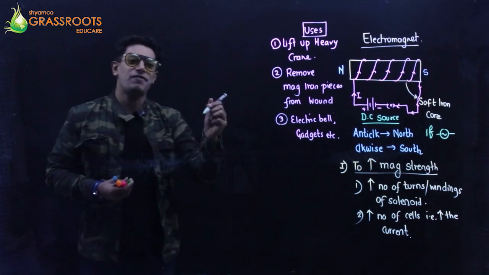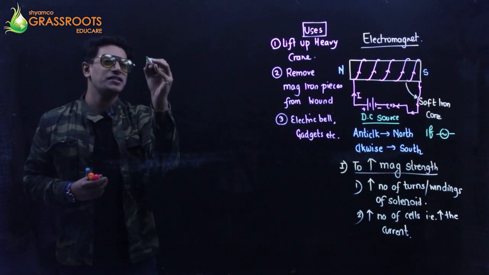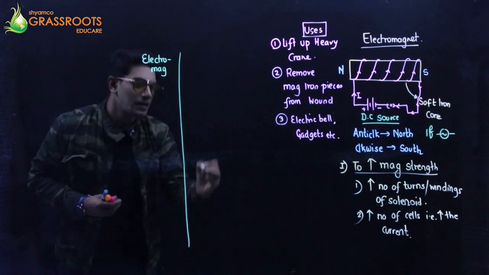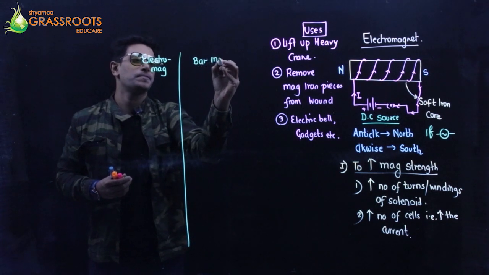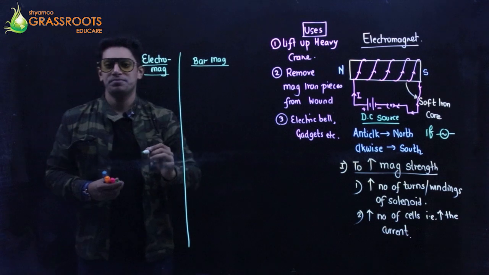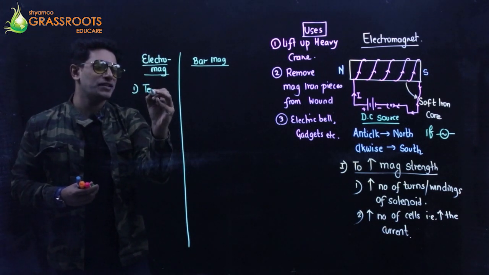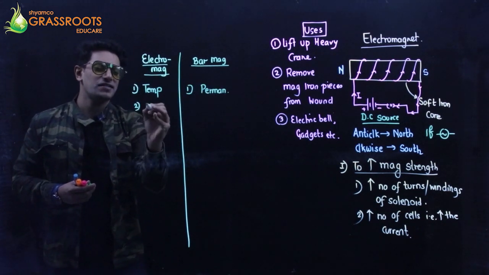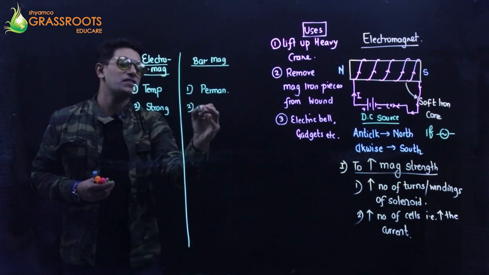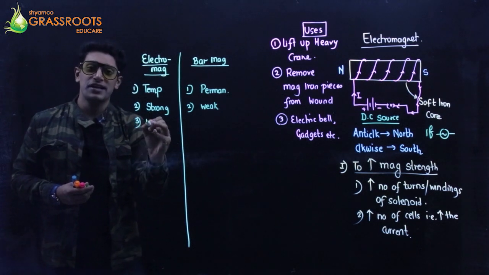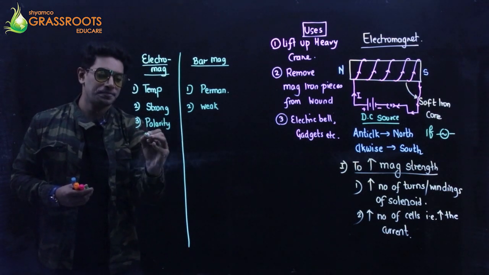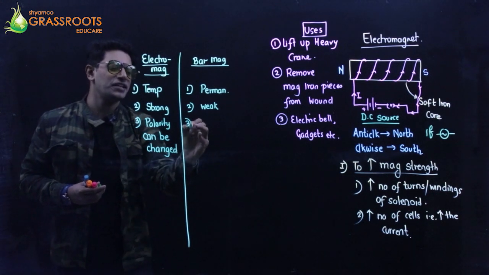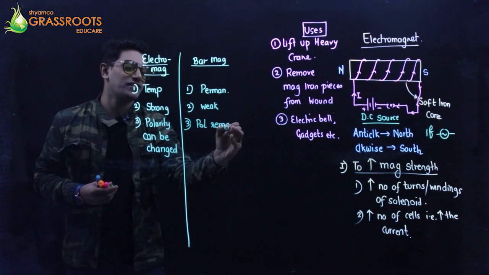All right, and the last part, differentiate between an electromagnet and a bar magnet. The first one, I can say an electromagnet is a temporary magnet. I'll just write short. This is a permanent magnet. Second, this is a strong magnet. This is a weak magnet. Third, polarities can be changed. The polarity remains the same.